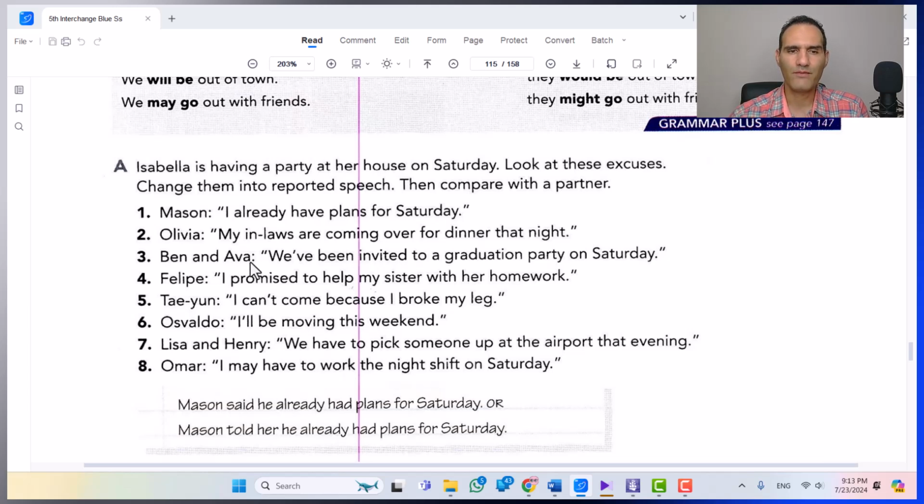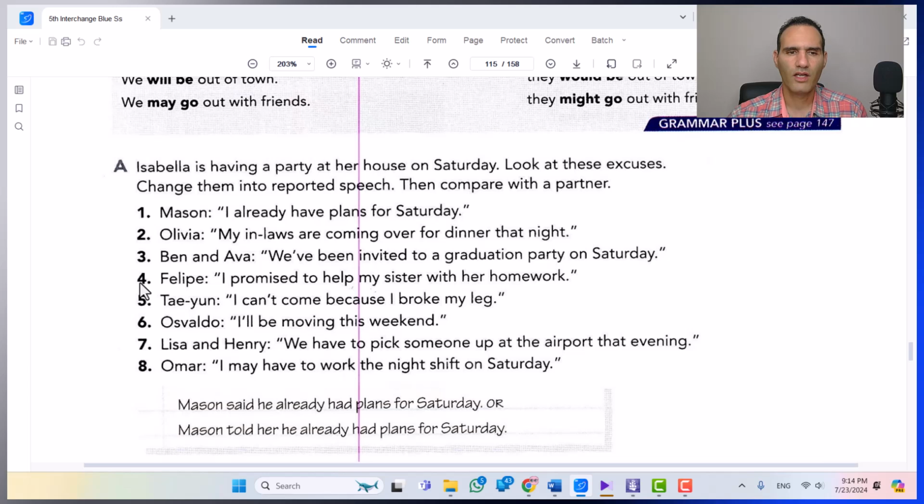Ben and Ava: "We've been invited to a graduation party on Saturday." So Ben and Ava said they had been invited to a graduation party on Saturday. We becomes they, and have been becomes had been.